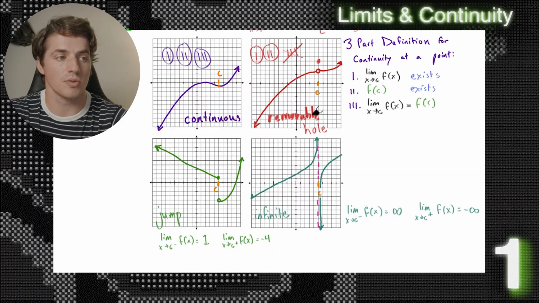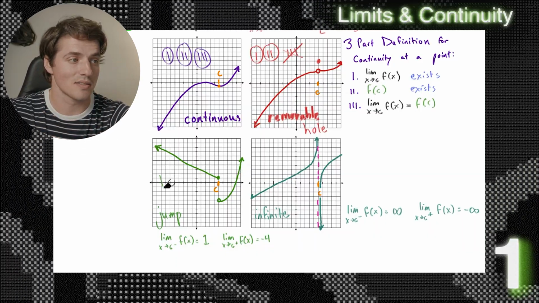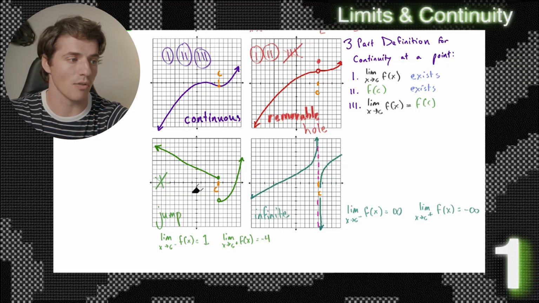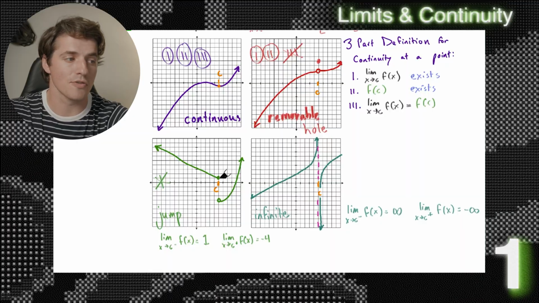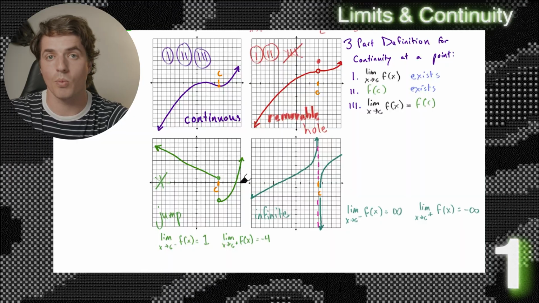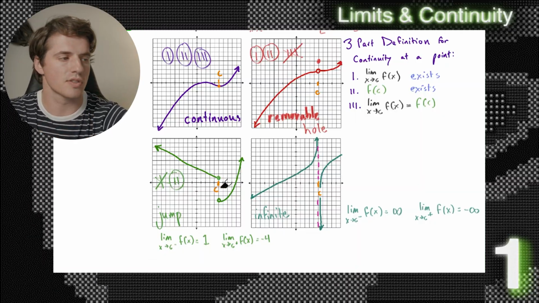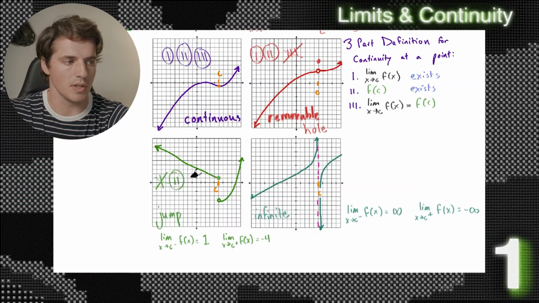The jump discontinuity, because the limit from the left does not equal the limit from the right, we're actually breaking the first part of the definition already. The second part actually is true. f of c does exist. It's here at 1. We have a filled in circle. So I'll say 2 works. But those values are unequal because we don't have a limit.